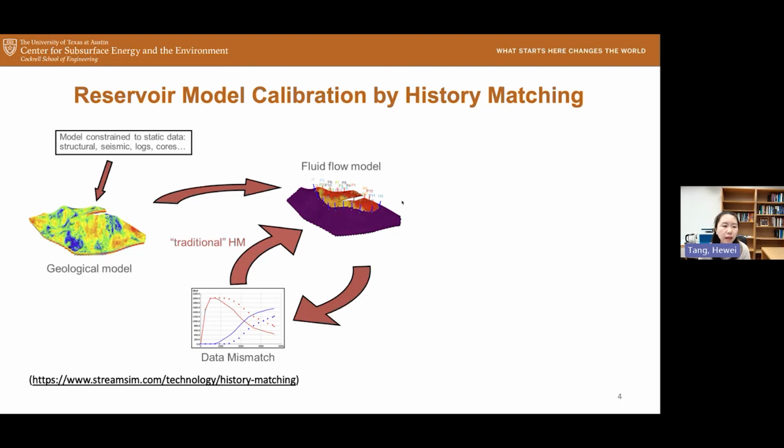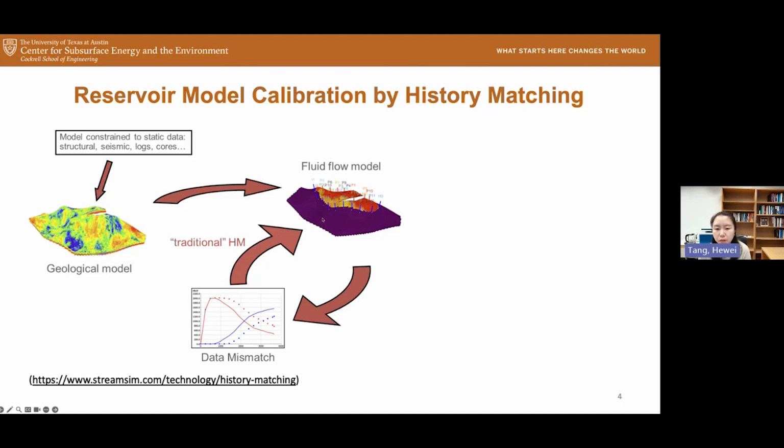So imagine that we start with a geological model that has been constrained by static data, such as seismic, well logs, and core data. Then we can discretize this geological model into grid blocks and build a reservoir model, and input it to a reservoir simulator or fluid flow model to forecast the reservoir performance under different operation strategies.